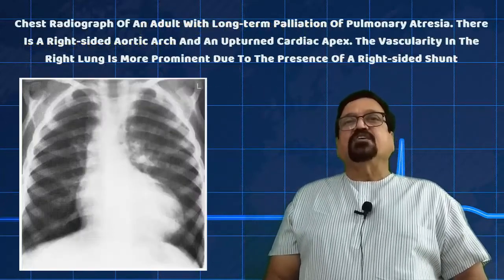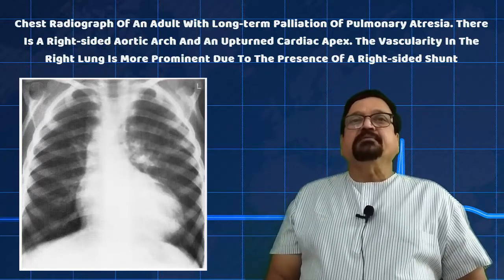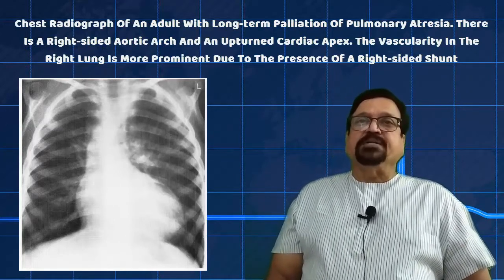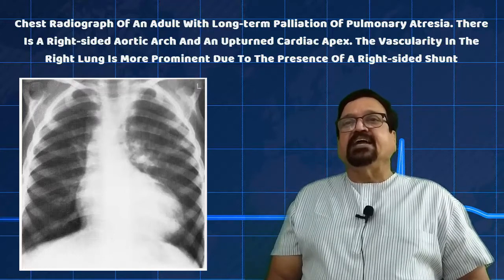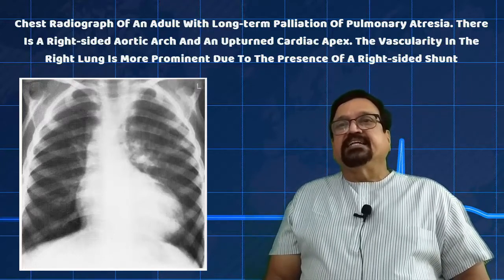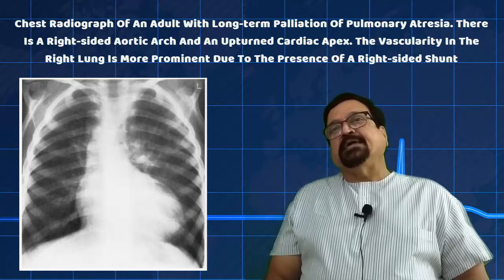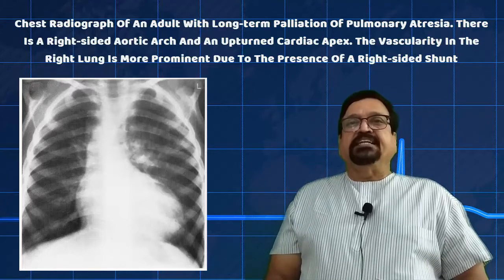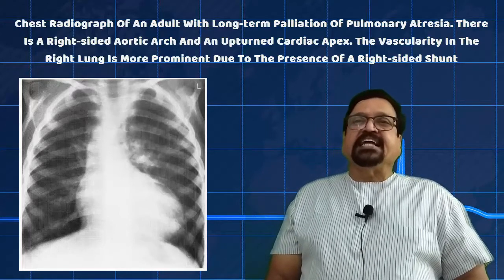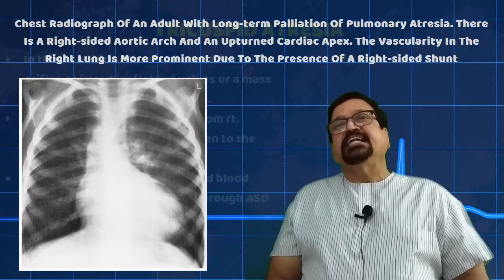Now this is a chest radiograph of an adult with long-term palliation of pulmonary atresia. Now here what is happening is there is a right-sided aortic arch and upturned cardiac apex. The cardiac apex has gone up. The vascularity in the right lung is more prominent due to the presence of a right-sided shunt.